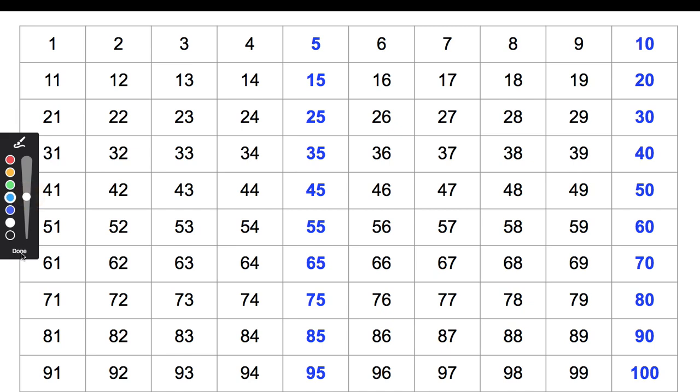What we're going to do now is we're going to practice. First, we're going to practice counting by ones, by fives, and then by tens.